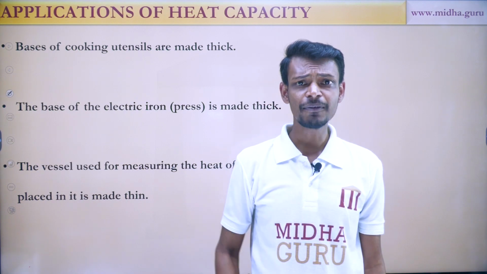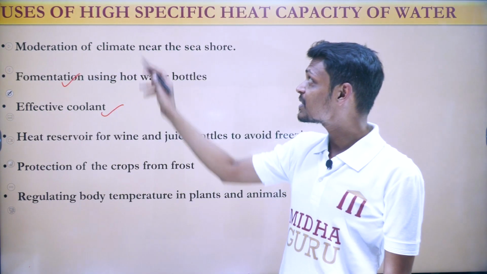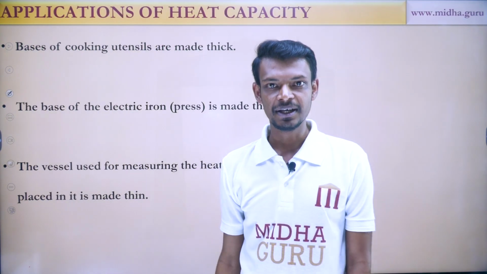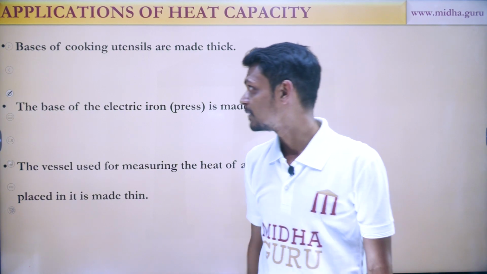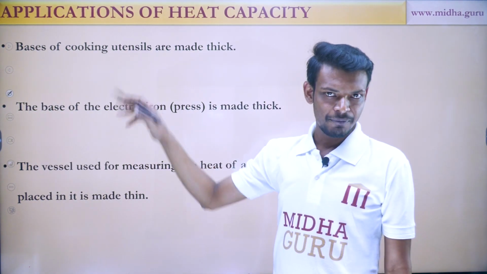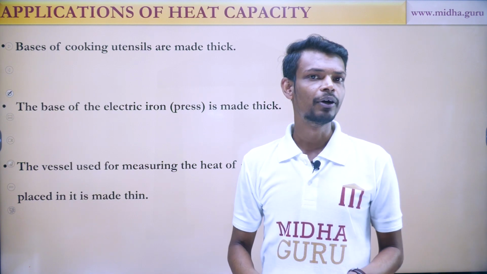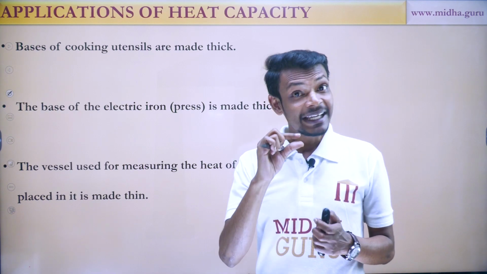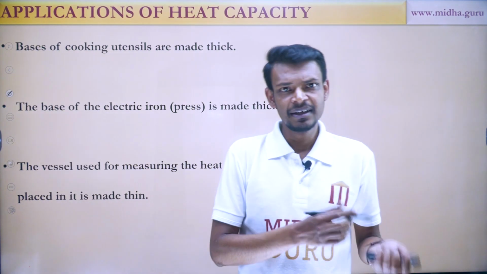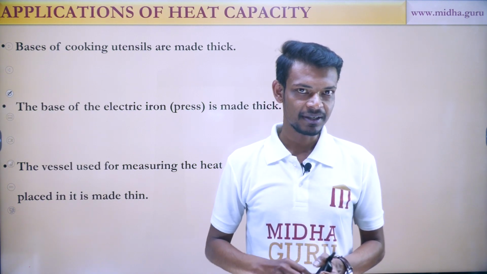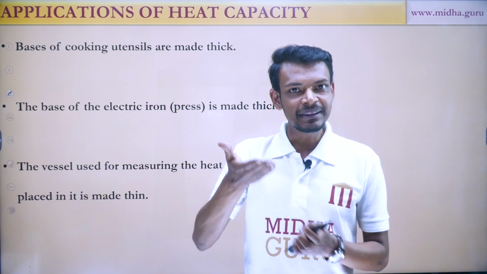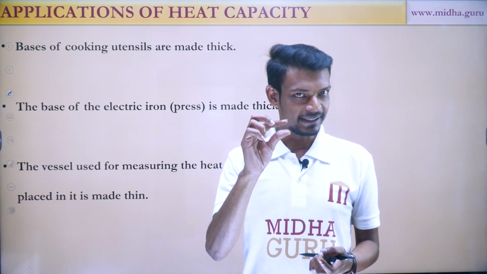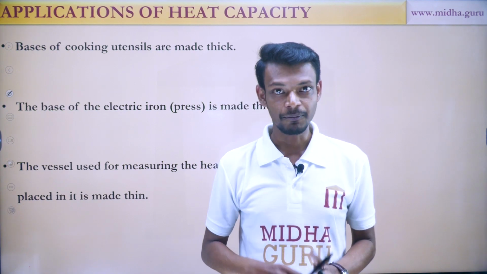Next, let us understand the uses of heat capacity. You need to understand, in the previous slide we were talking about the uses of specific heat capacity, not heat capacity. Now we will understand the use of heat capacity. So you see, cooking utensils, let's say a pressure cooker or the pan in which we fry vegetables, they have thick bases. But there are again some utensils which have thin bases. Now what is the principle behind it? Have you seen the tawa on which we cook chapatis? That is very thick. The base of the tawa is very thick. What is the reason behind it?